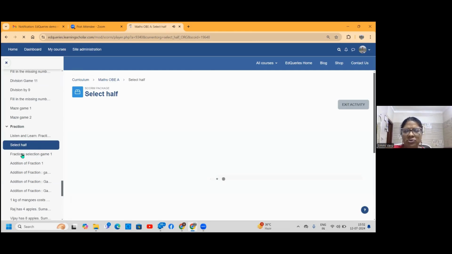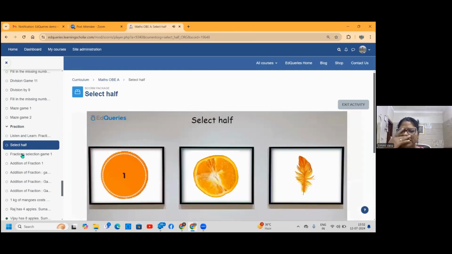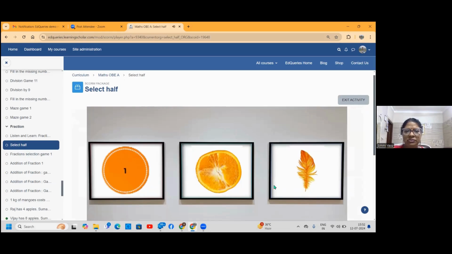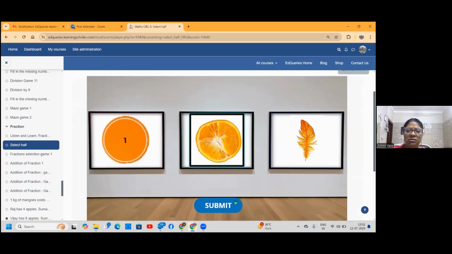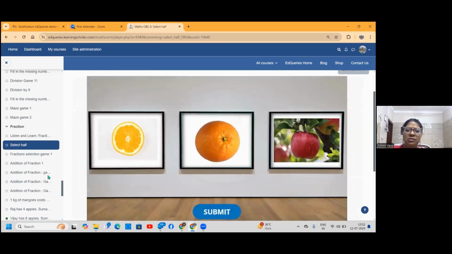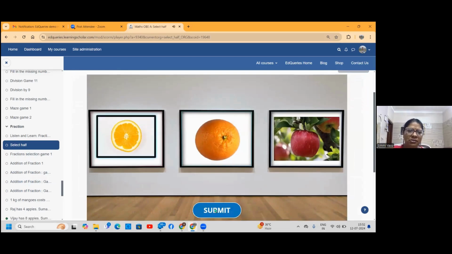I will go back. So in this game, it keeps explaining, select the picture which has a part of something related. I don't want to go through the whole course. Then click submit. So you have to select half. Select half. Good job. Select half. So again, good job.